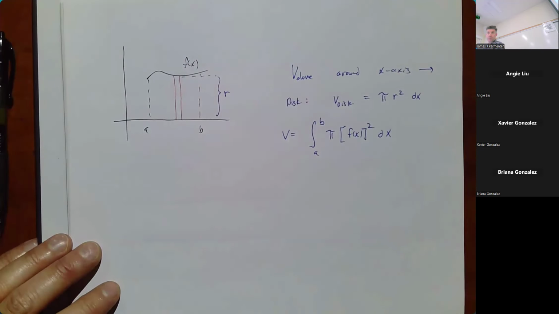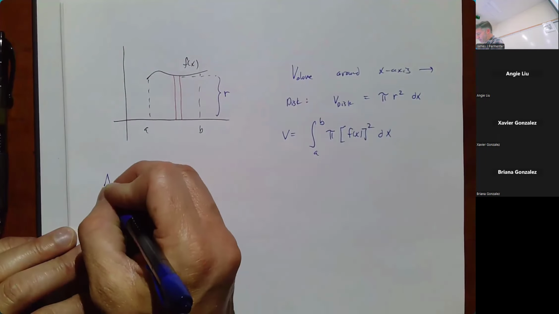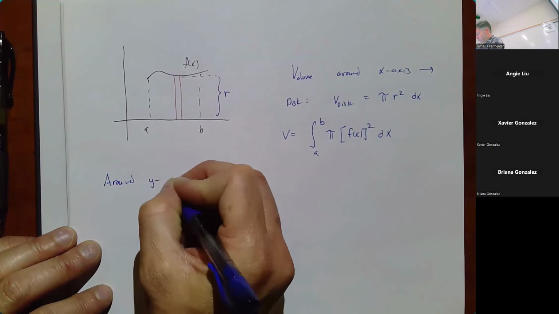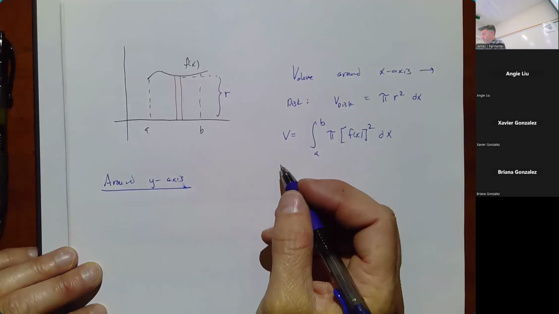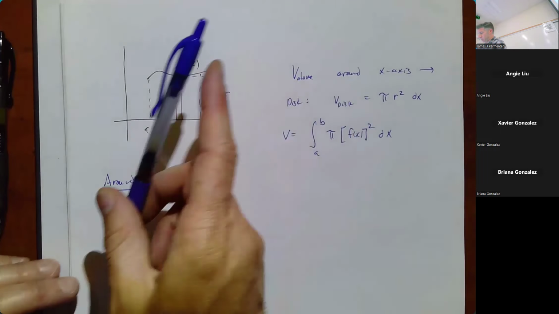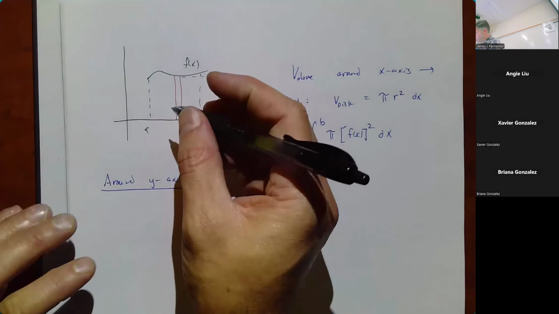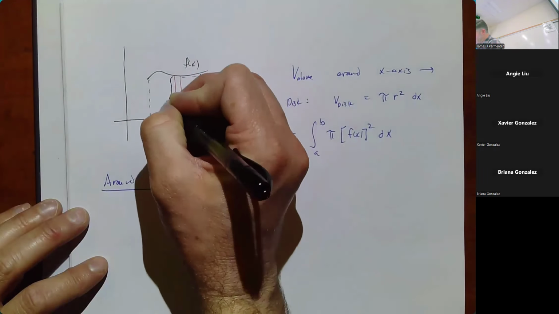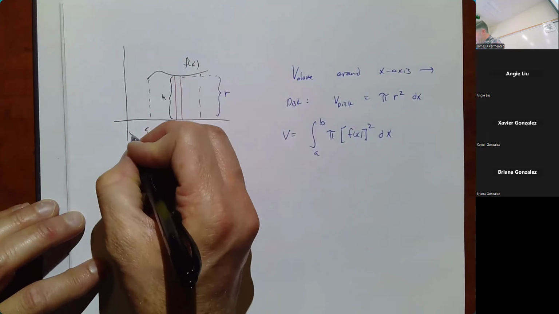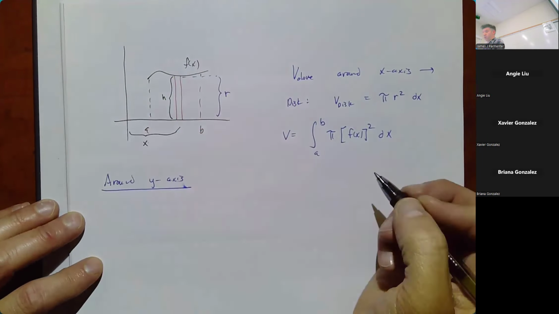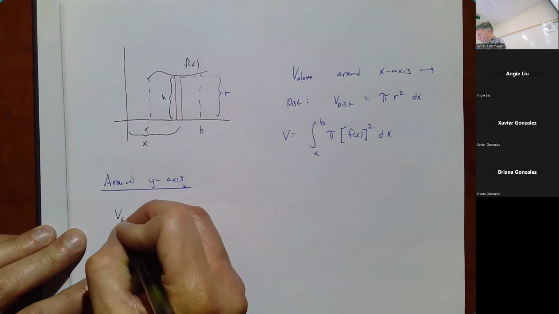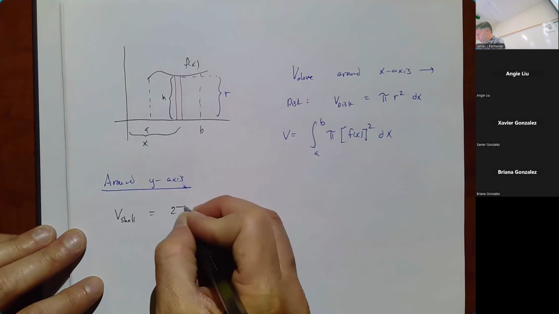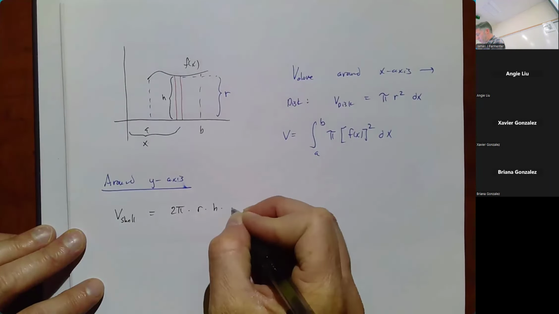Very generally. And then for the other method, we go around the y-axis. Well, then our strip is parallel to our axis of rotation, so we have to use the shell method. So now, in the shell method, this strip becomes the height of your shell, and this distance here becomes the radius of your shell. So then the volume of your shell is 2 pi times your radius times your height times your thickness.